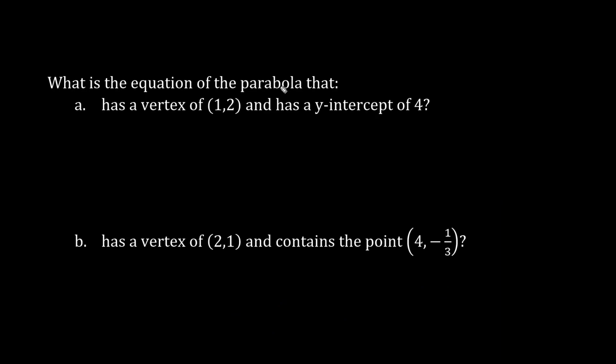Let's find the equation of a parabola that has a vertex of 1, 2 and a y-intercept of 4. A y-intercept of 4 means the opposite of y, which is x, is 0. So we have the point 0, 4. Let's focus on the vertex. The vertex form of a parabola is y equals a, x minus that number 1, squared plus 2.